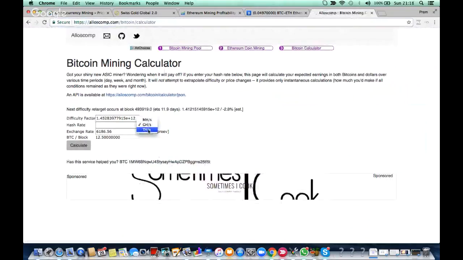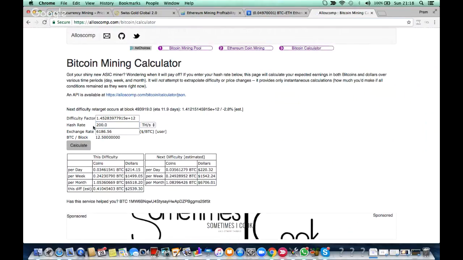And I'm going to use terahash in here. Bitcoin right now is 6186, no problem. We won't change that much. And in here, I'm just going to put in, let's say, 200 terahash of mining power. 200 terahash of mining power is giving me $214 gross. This is gross. Electricity cost is not yet taken off. So this is gross. We don't want gross.